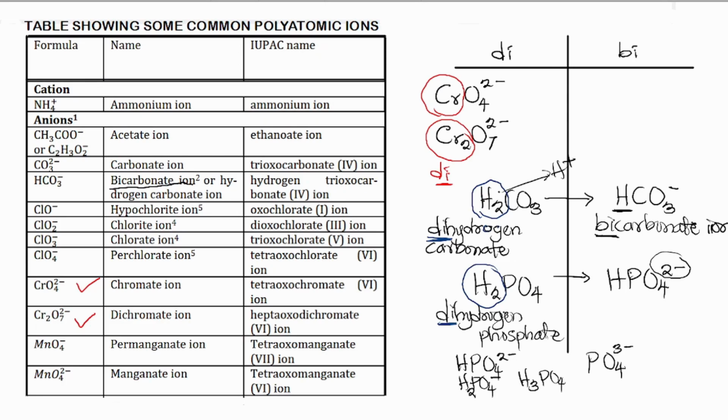So back to the question, if a single hydrogen atom is taken away from dihydrogen phosphate, we get HPO4 2-, and this is called biphosphate ion. Of course, the bi implies that a hydrogen atom has been replaced. So I hope this clarifies the difference between bi and di in the nomenclature of inorganic ions.